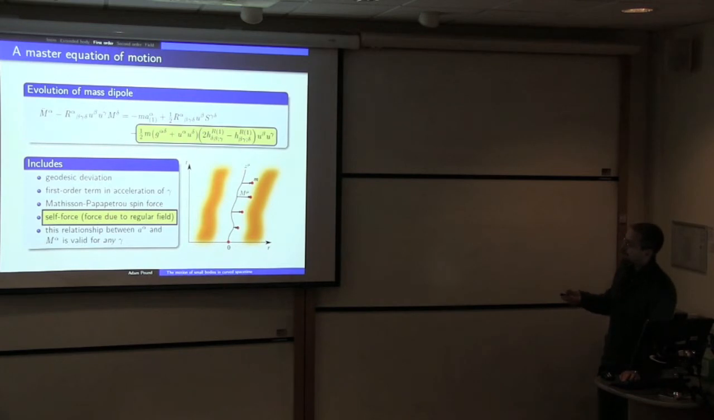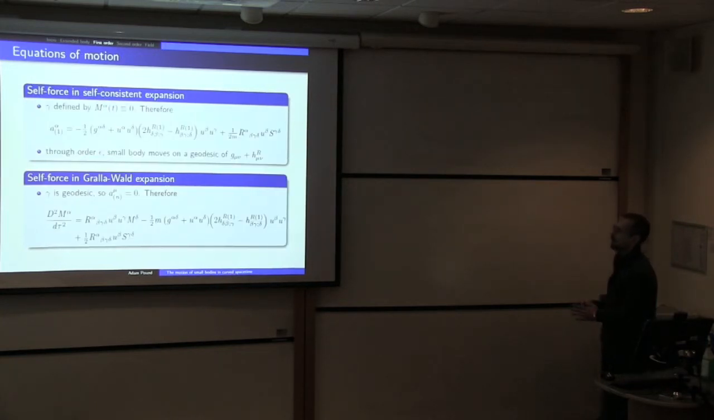Now this master equation, I call it a master equation because it's valid no matter what choice of gamma I make. So here I've drawn a kind of a crazy world line because I can pick any world line I like. And this equation is going to hold. It's going to tell me how the mass dipole moment evolves relative to that chosen world line.